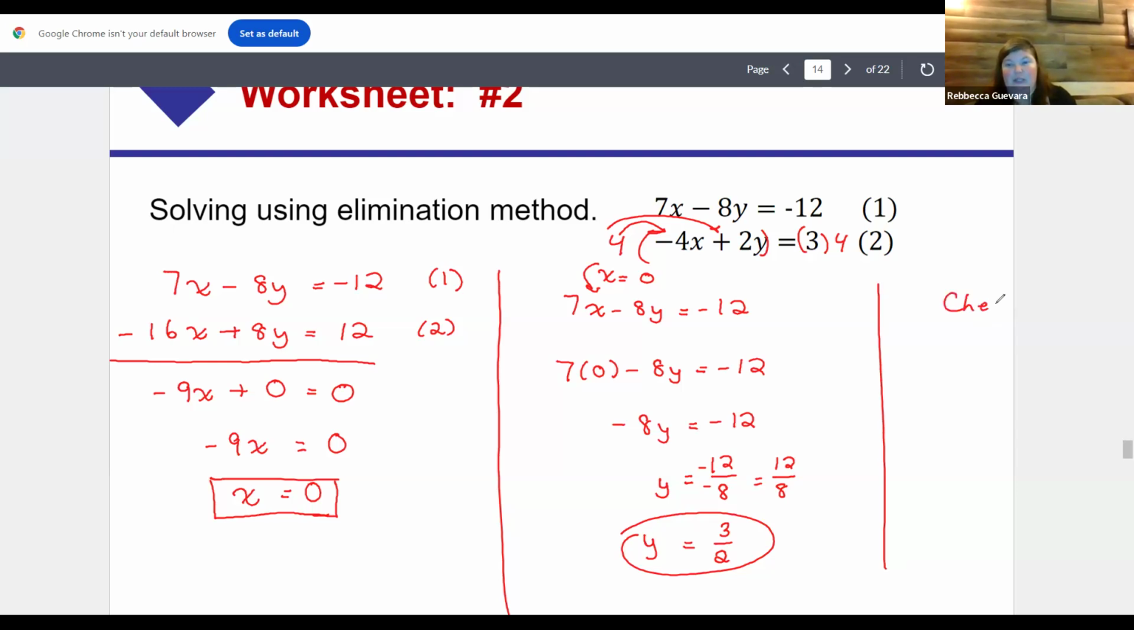Now, if we just do the quick check, we use the other equation. So negative 4 times 0 plus 2 times 3 over 2 equals 3. So that's going to be 0. Those cancel, and we're just left with 3. 3 equals 3, so it was correct. So my solution to this system of equations is x is 0, y is 3/2.